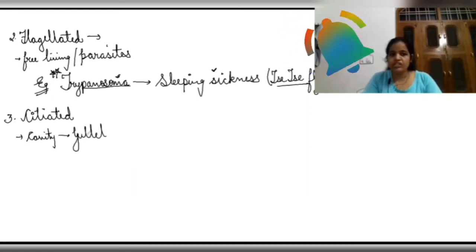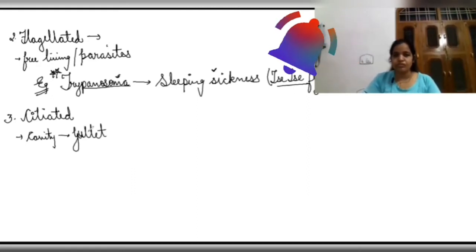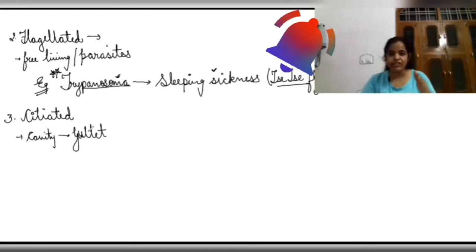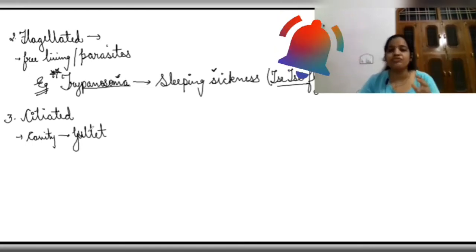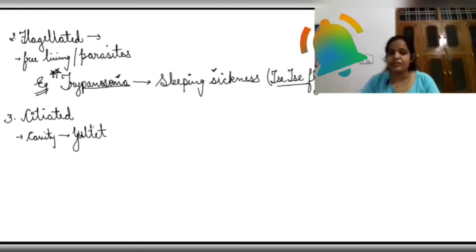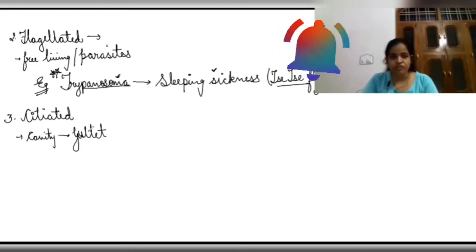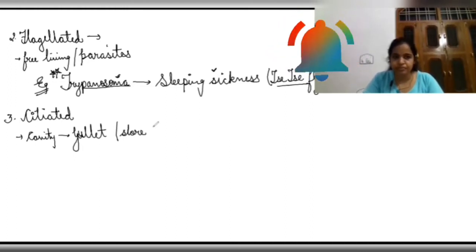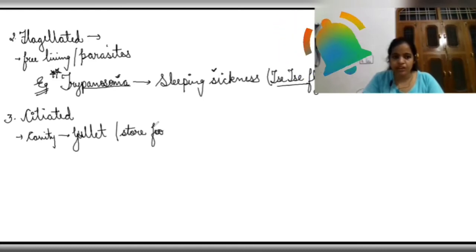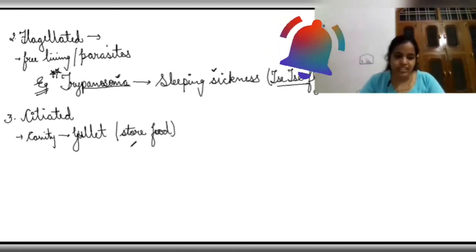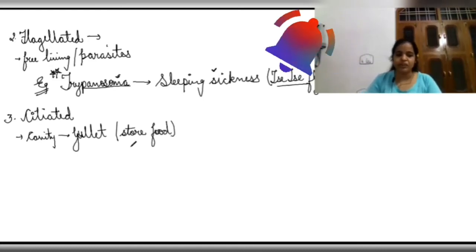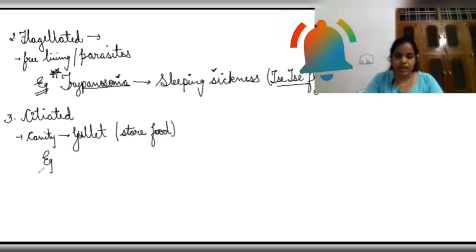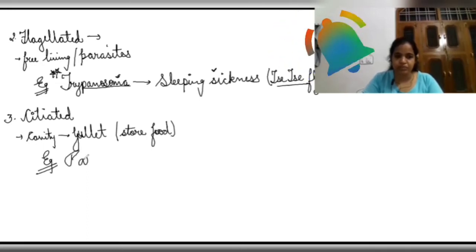Now this gullet is actually used to store the food. The cilia will send the food and the food will get stored within the gullet. Clear? So what is the function of gullet? To store food. Right guys? Now example is there with us, that is Paramecium.